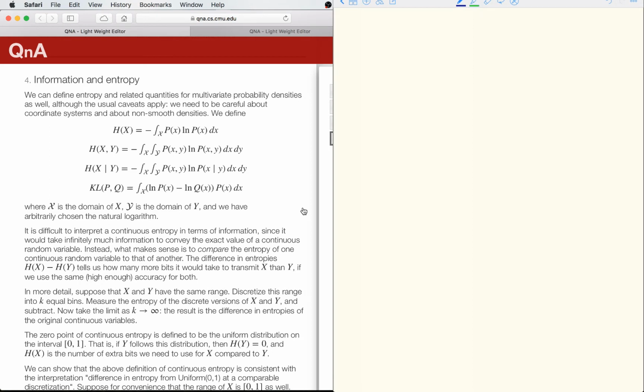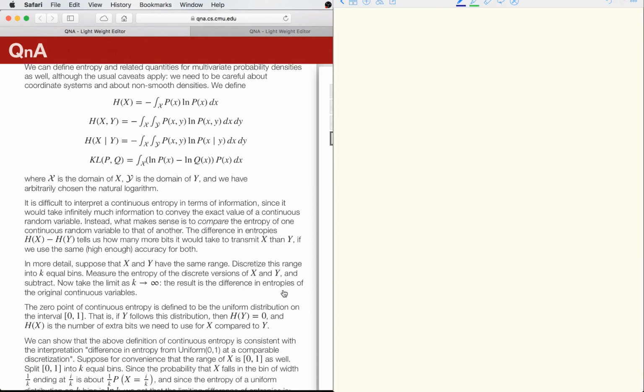So obviously entropy in this case doesn't mean bits required to communicate something. In fact, there's not really a good interpretation in terms of a number of bits for the entropy of a single random variable. What there is, is an interpretation of entropy in terms of the difference between the information contained in one random variable and the information contained in a different random variable. So the difference, entropy of x minus entropy of y, tells us how many more bits it would take to transmit x than y, supposing that we use the same accuracy for both, and that accuracy is fairly high.